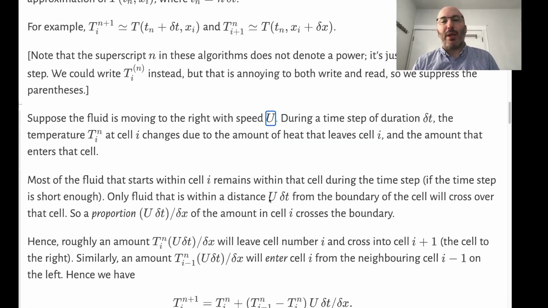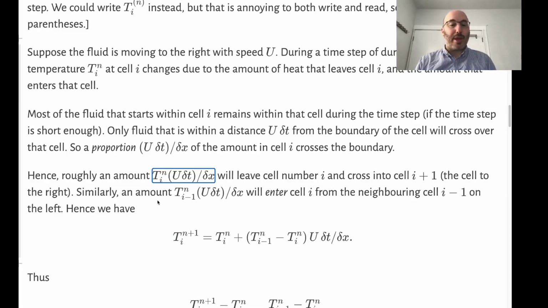So the amount that will leave has to lie within a distance capital U times delta t from the boundary of the cell. And any fluid within that distance will manage to cross over the boundary and move into the next cell. So a proportion U delta t divided by delta x, which is the width of the cell, is how much crosses the boundary. And so we take the total amount and multiply it by that proportion to give the amount of heat that will cross the cell boundary.